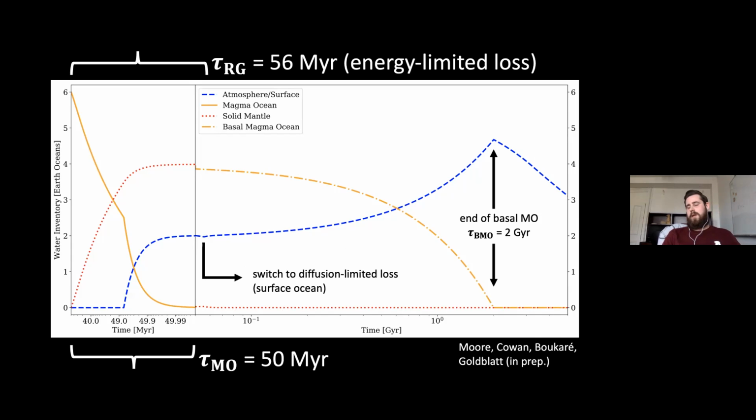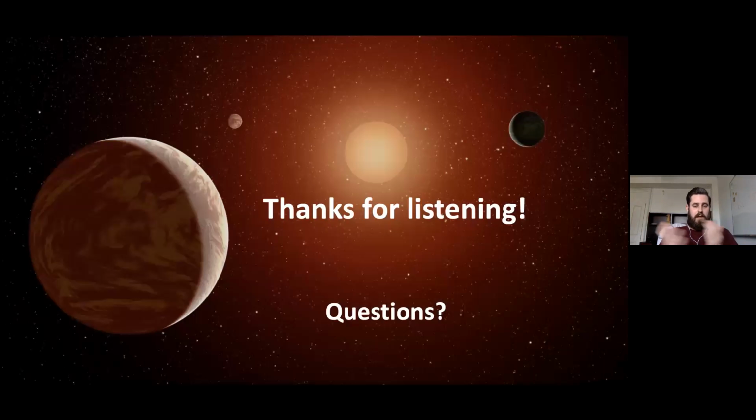So we're in the process of running a series of simulations for different host stars, different orbital distances, different magma ocean solidification timescales to predict the surface water inventories for a variety of planets. So stay tuned in the near future. Thanks for listening, and I would be happy to take any questions.